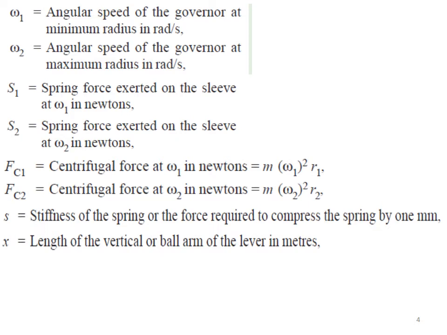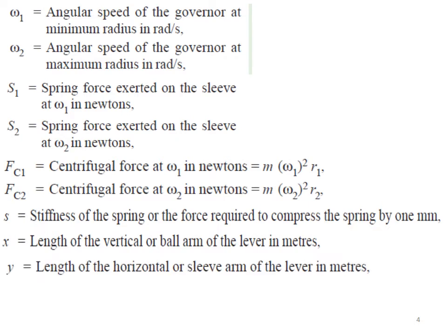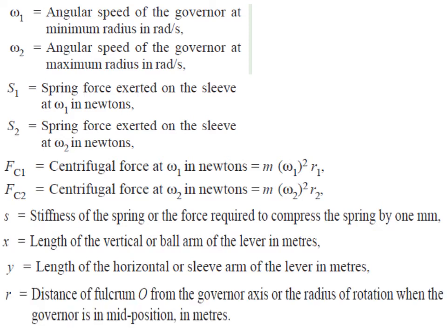So now what is small s? It is the stiffness of the spring. This is the notation for which we will be deriving the equation. This is the stiffness of the spring, or the force required to compress the spring by 1 mm. Now what is small x? It is the length of the ball arm, or the length with respect to the vertical arm, in terms of meters. Y is the length of the horizontal arm, or the length with respect to its horizontal length. That we call the sleeve arm.